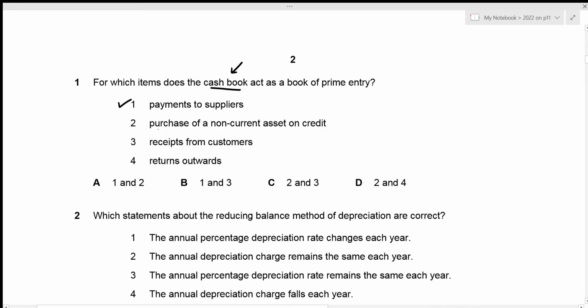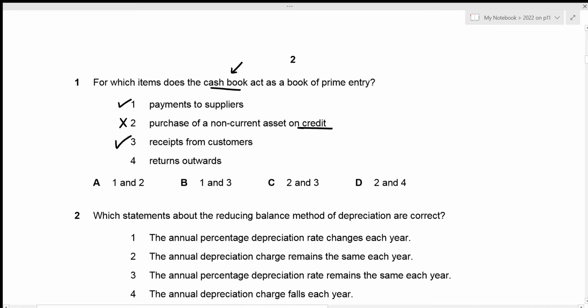Then the second one is purchase of a non-current asset on credit. So we purchased some goods, but it is on credit, which means that there has been no cash involved in this transaction. So this will not be recorded in our cash book. The third one is receipts from customers, which means that the company received cash from the customers, which is a cash transaction. So this will be recorded in our cash book.